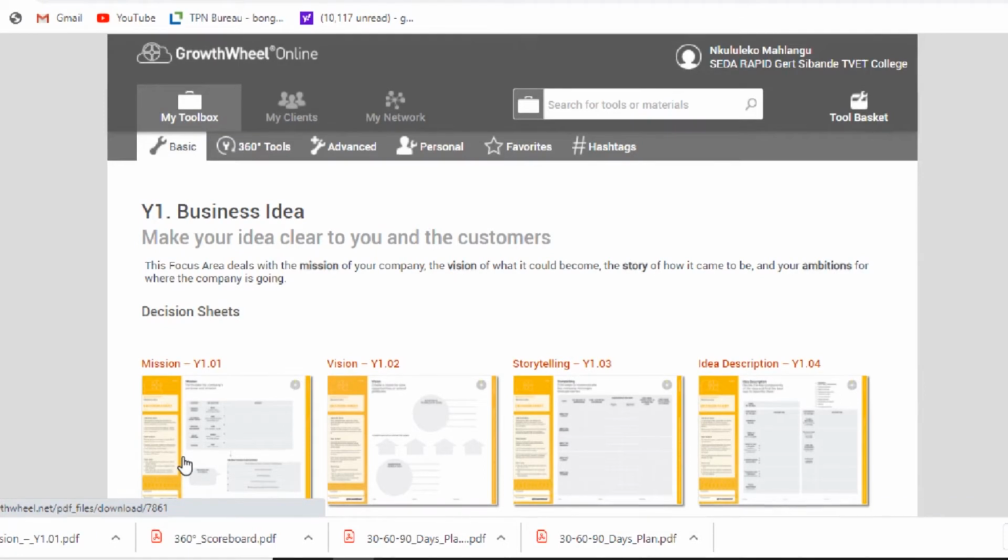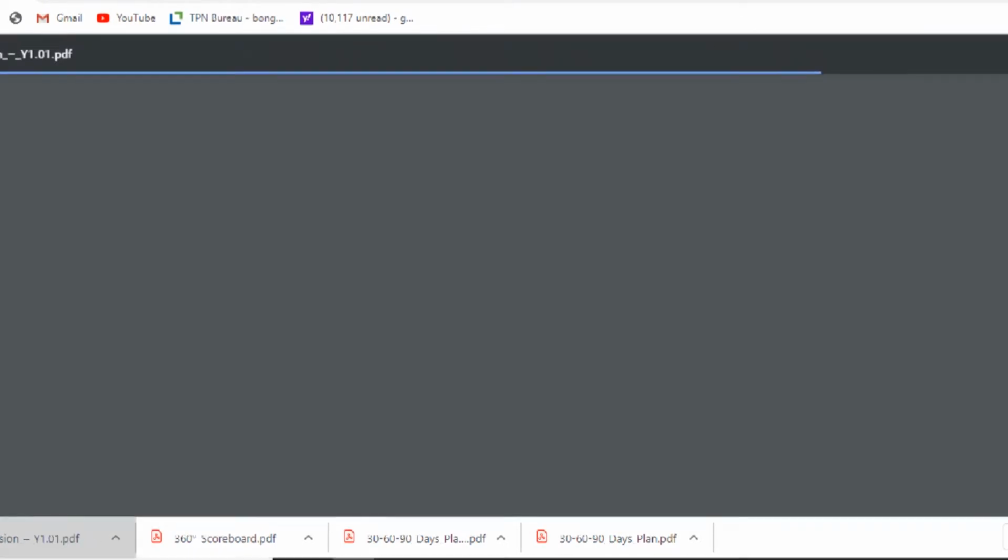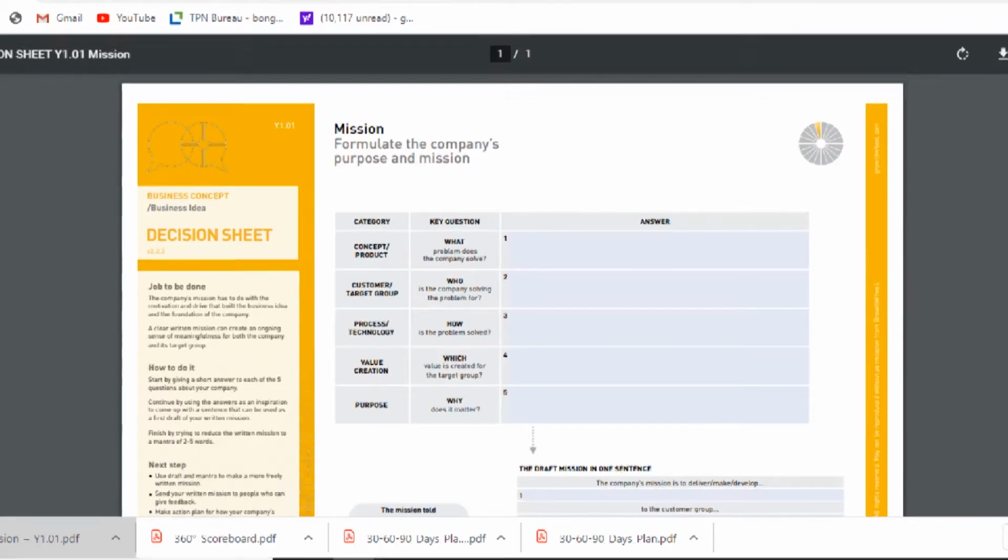So when you structure your business idea, the first thing we look at is the mission. Under the mission, there are a few things that I would like to cover. There are 5 important questions that you must ask yourself: what, who, how, which, and why. Those 5 questions will then give you your mission statement.